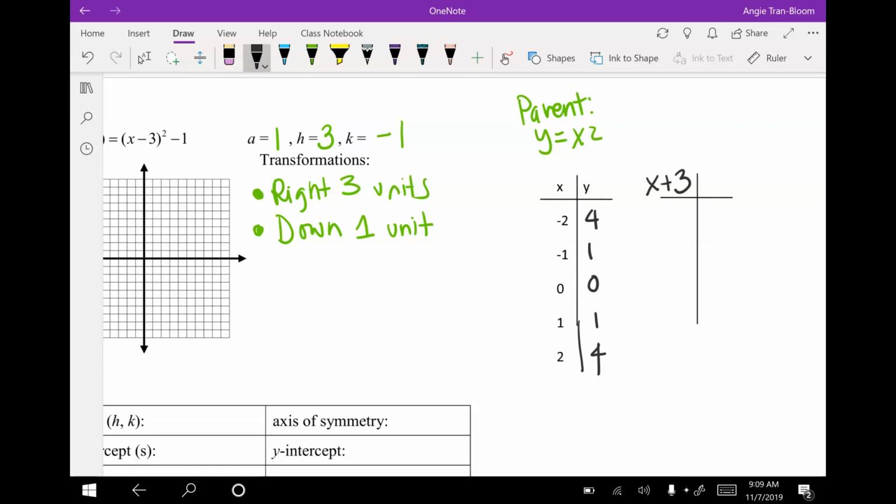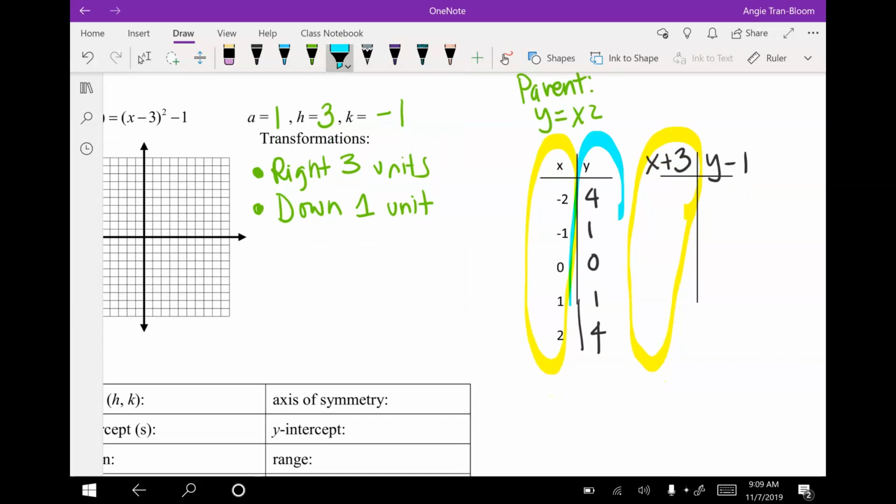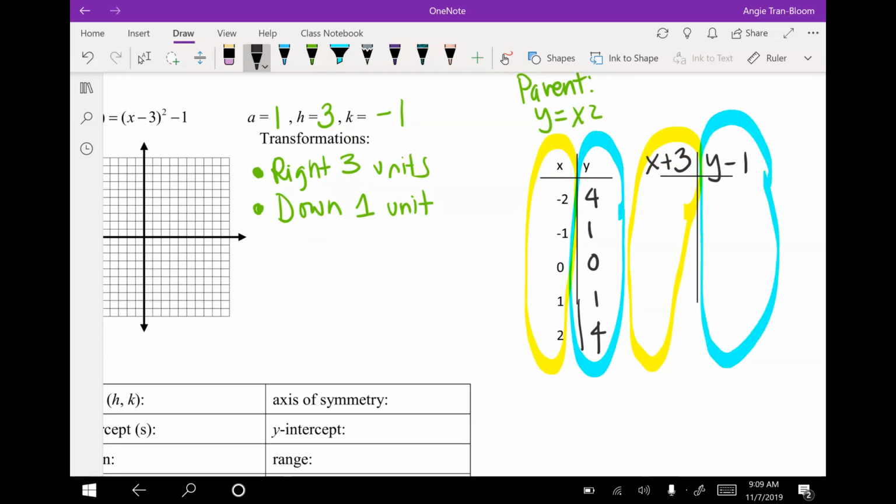How about the K value being -1? You change what? All Y values. We add or subtract? We subtract. Okay, so what I would like for you to do, take all of your inputs and transform them. All 5 inputs. Once you're done transforming all of your inputs, take all of your outputs and transform those as well. So do both.